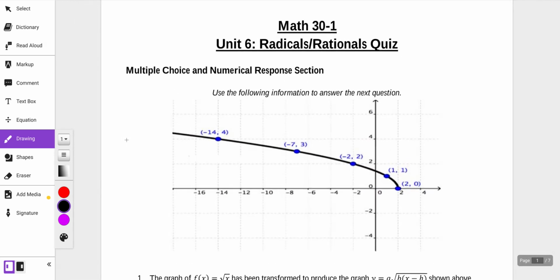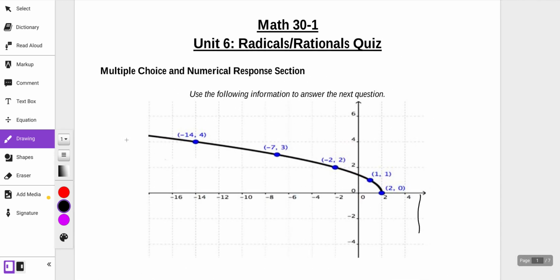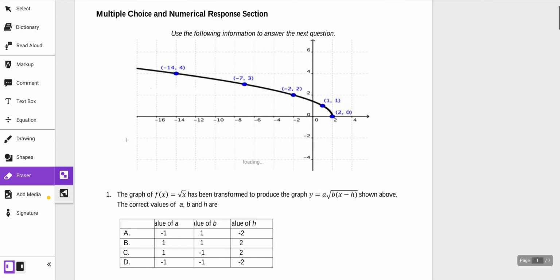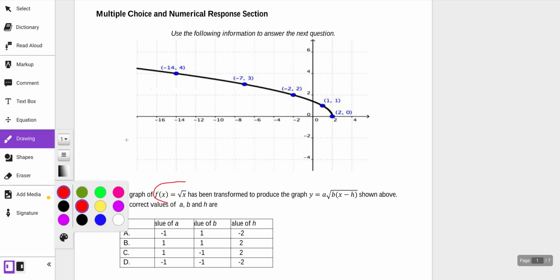Question 1. Use the following to answer the next question. The graph of f of x equals root x has been transformed to produce the graph y equals a root b x minus h shown above. The correct values of a, b, and h are. It's key to know that we started with just our basic root x. That function starts at 0, 0, goes up to 1, 1, and then goes over. The scale here is going up by 2, so it would go through 1, 1, and then off like that.